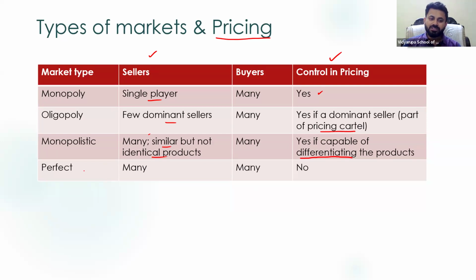Perfect or pure competition market. What happens here? There are many buyers, many sellers, and no single party controls the supply or the demand. So you don't have control over pricing here. And this is a summary. The last column is what I want people to clearly understand from a pricing perspective: depending on the type of market that we operate in, this is how it will work.